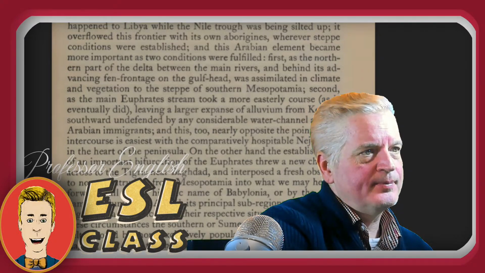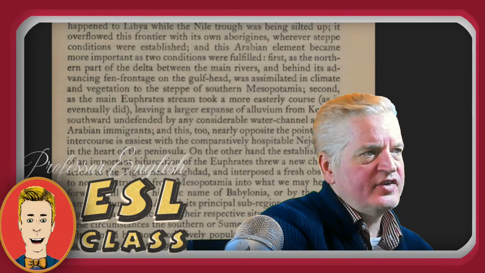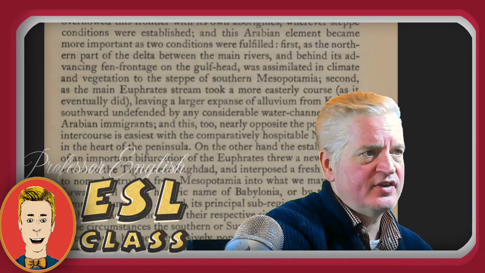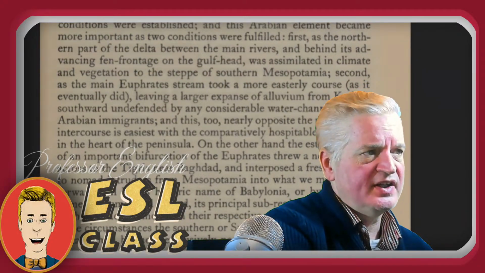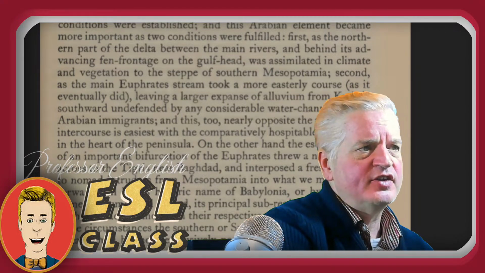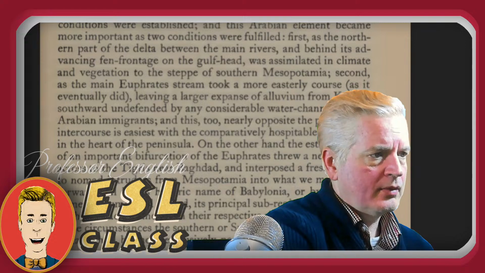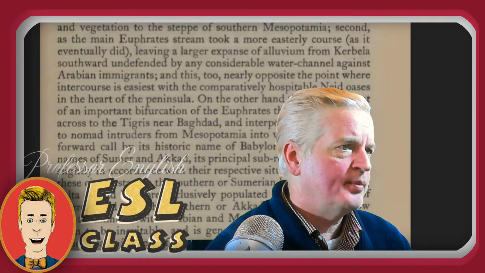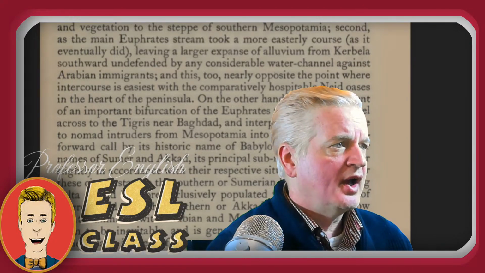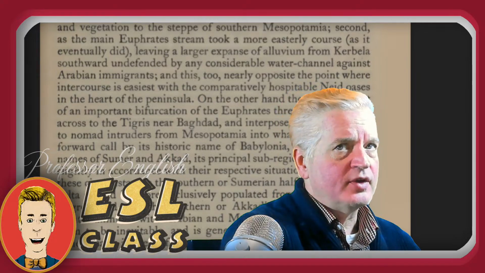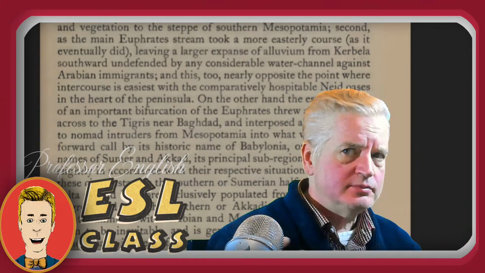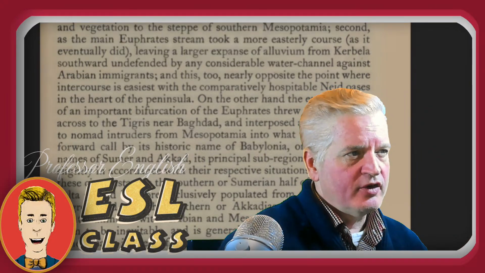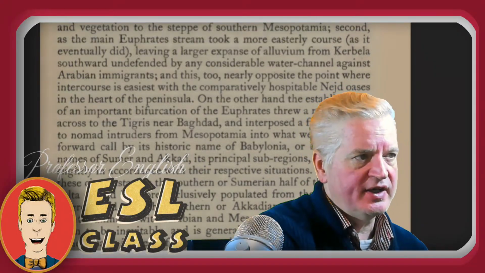And let's see. Second, as the main Euphrates stream took a more easterly course, so as the Euphrates started to turn more towards the east, as it eventually did, leaving a larger expanse of alluvium from Kerbela southward, undefended by any considerable water channel against Arabian immigrants. So because the Euphrates moved eastward, it was more possible for the Arabian people to also move eastward, because the water formed a natural protection for the people who lived on the other side.